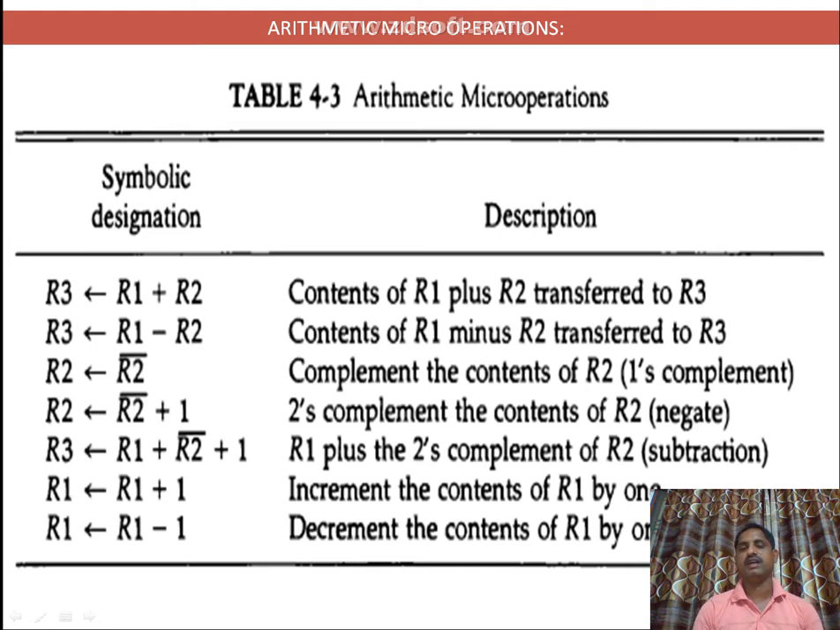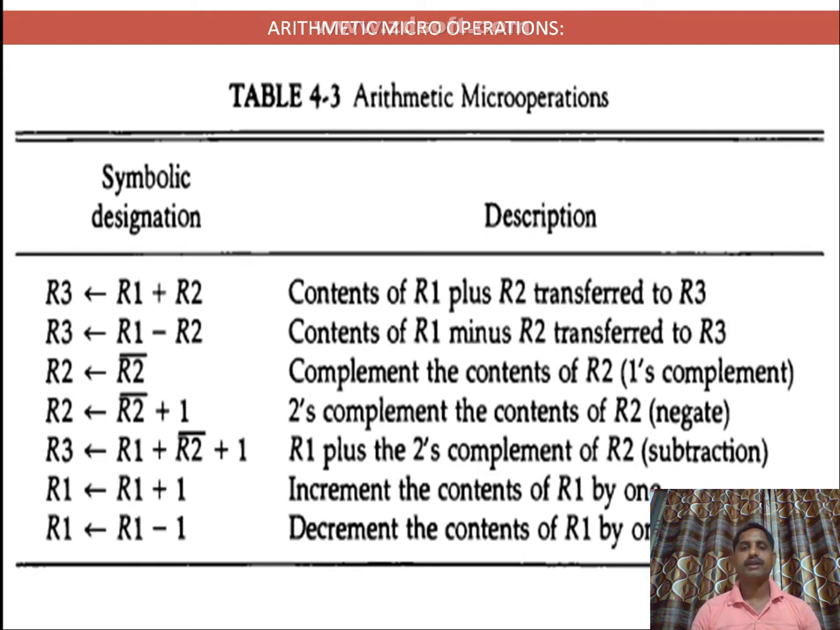The register transfer micro operation does not change the information when the binary information moves from the source register to the destination register. The other three micro operations change the information contained during the operation.